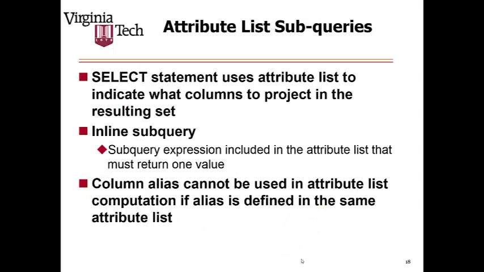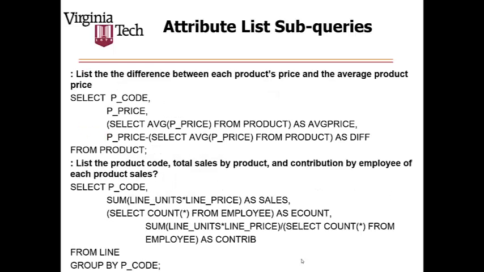Well, you can also have subqueries in the attribute list. And so if we want to take a look at that, here we have a query, and it's going to try to list the difference between each product's price and the average price. So we select the P code and the price. And then we have a subquery, looks like a nested subquery, where we select the average price from product as average price.